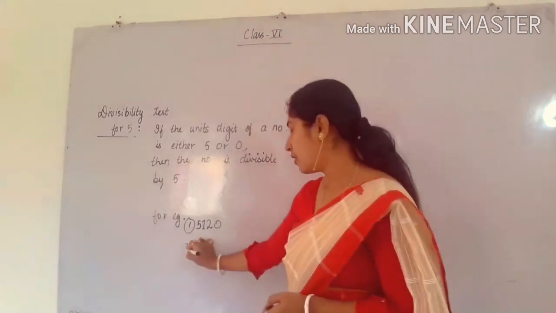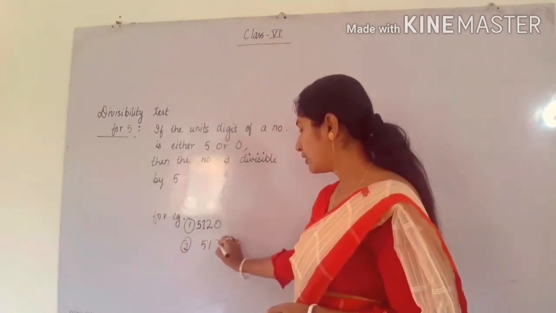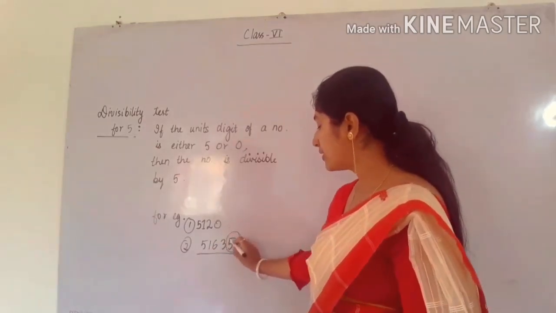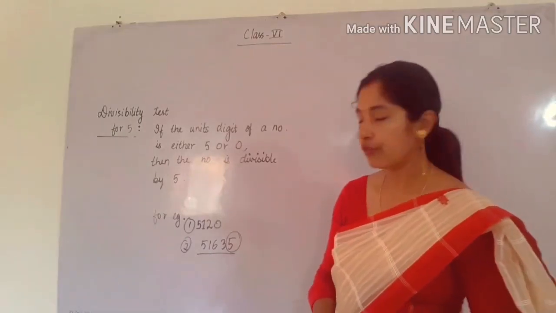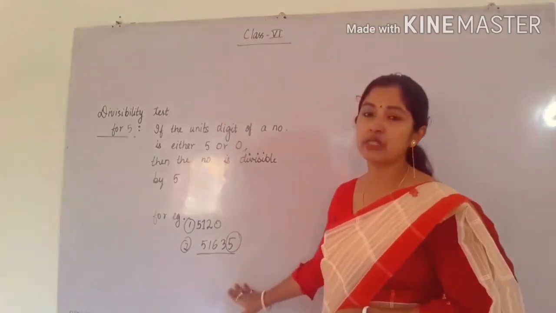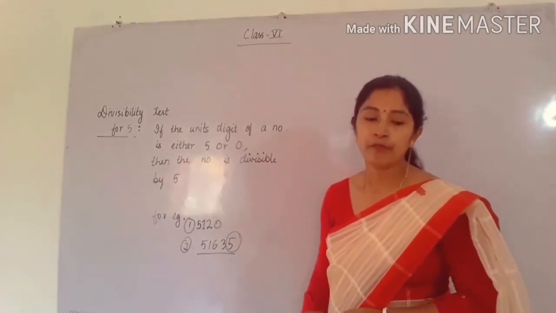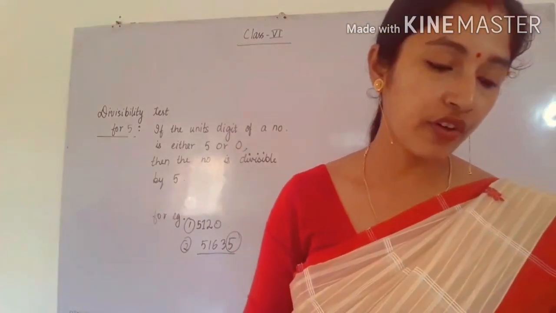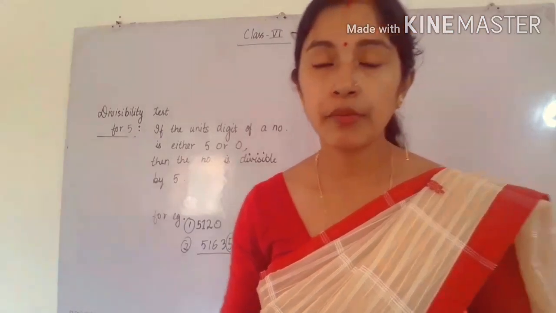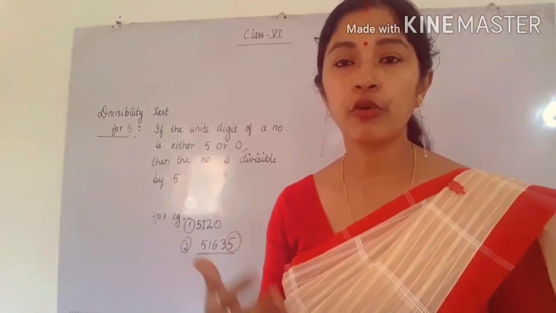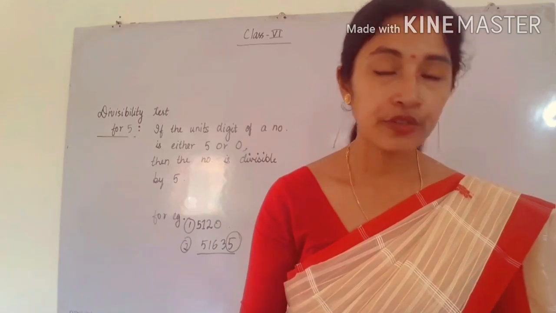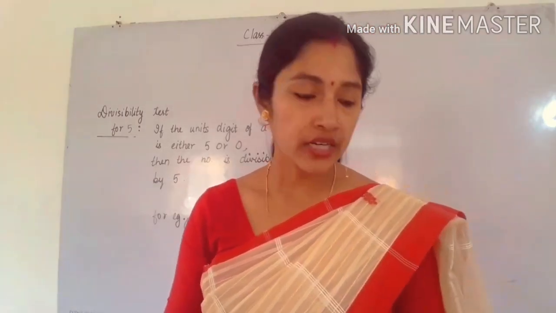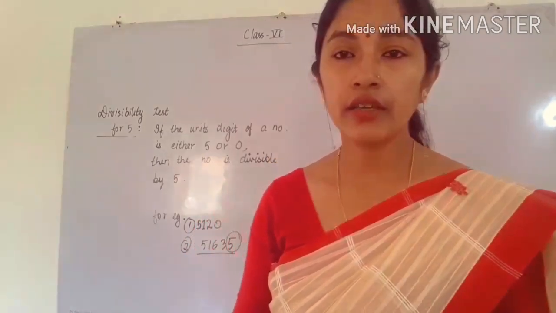If the number is like, suppose, 51635, in this number the unit place, or you can say the ones place, is 5. So this whole number is also divisible by 5. Okay, so like that in exercise 3.5, you can check which number is divisible by 2 or 3 or 4 or 5. I have done this one, so please try to do exercise 3.5. You can easily do it by seeing that number.